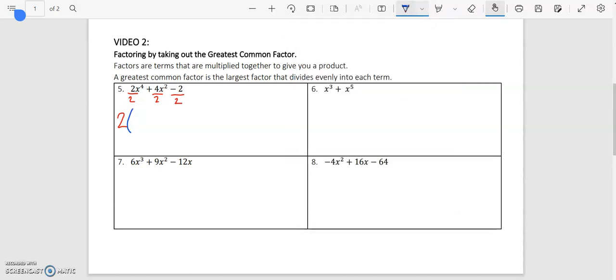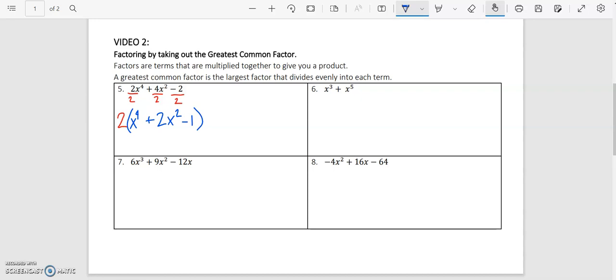So 2x to the 4th divided by 2 leaves us with x to the 4th, plus, let me rewrite that, looks kind of weird. Then we have 4x squared divided by 2. 4 divided by 2 gives us 2. But because we're not dividing by any x terms, we keep x squared. And then the last piece, negative 2 divided by 2 gives us negative 1. I know we're used to those things simplifying out, but that does simplify to 1. So we want to keep that in. And that is factoring by greatest common factor.